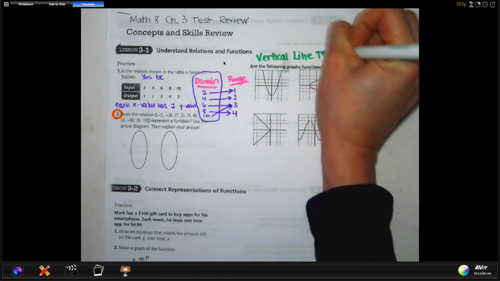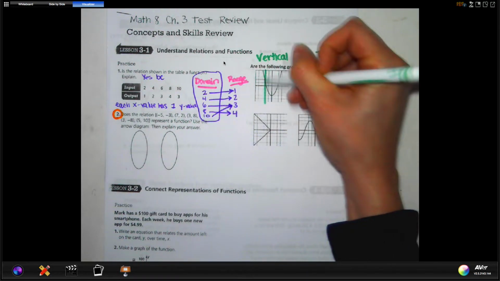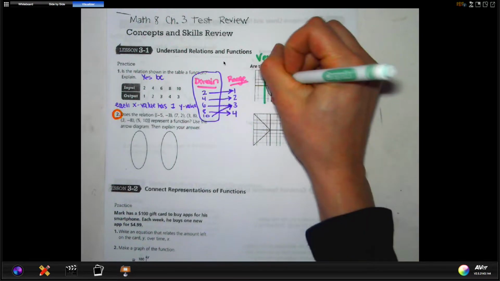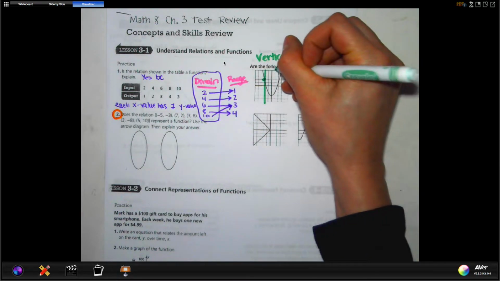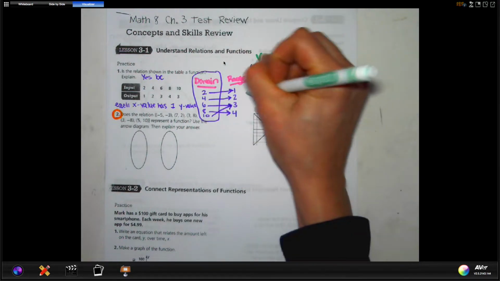So what that means is we drop a vertical line anywhere on the graph, and how many times can it hit? Once. So this one only hits once. I could drop one here, it only hits once. Is there anywhere on the first graph that it would hit more than once? So is it a function? Yes, so this is a function.